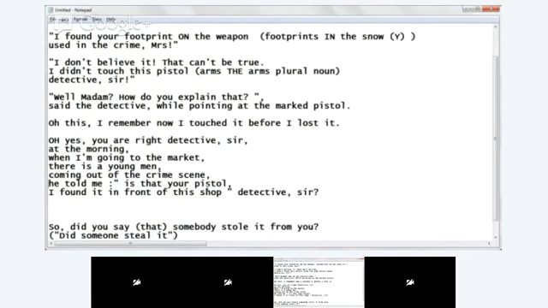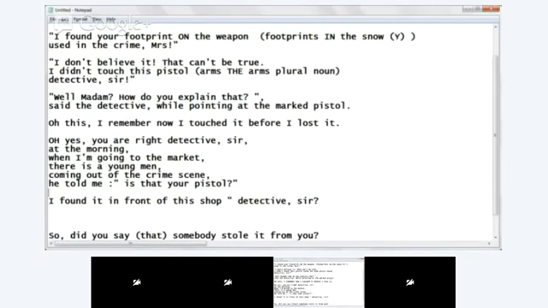Please, there is a sentence. I missed a sentence. Then from coming out of the crime scene, he told me, "Is that your pistol?" Then I got the pistol to see it, but it is not my pistol. So I told him, "This is not my pistol." So I got the pistol from him. I took the pistol from him.